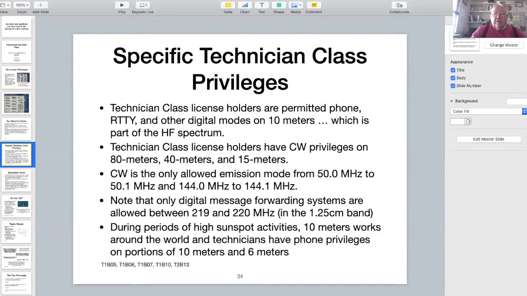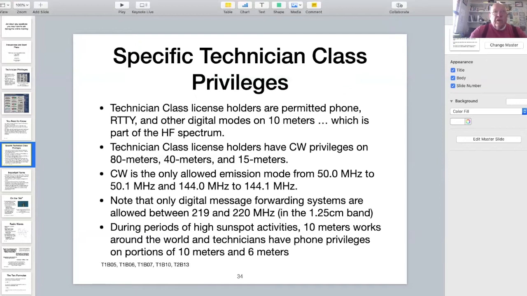For many years, there's been a digital message forwarding system operating on the 1.25 centimeter band. Before the advent of the internet and email, this was a very, very robust system for being able to pass messages all over the world. And the system still exists, is still in operation. It's the only digital mode allowed between 219 and 220 megahertz.